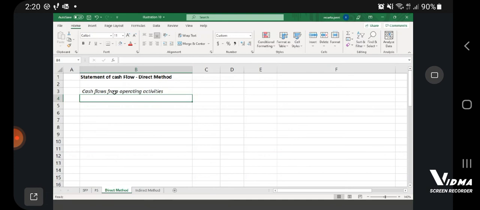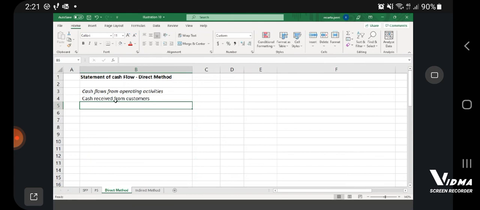In the direct method, we take each item of the income statement and we clear that item from the accrual accounting effects. That is, for every item in the income statement, we check the related items in the statement of financial position to add usually the opening balance and to deduct the closing balance. For example, the first item under the cash flows from operating activities is usually cash received from customers, right?